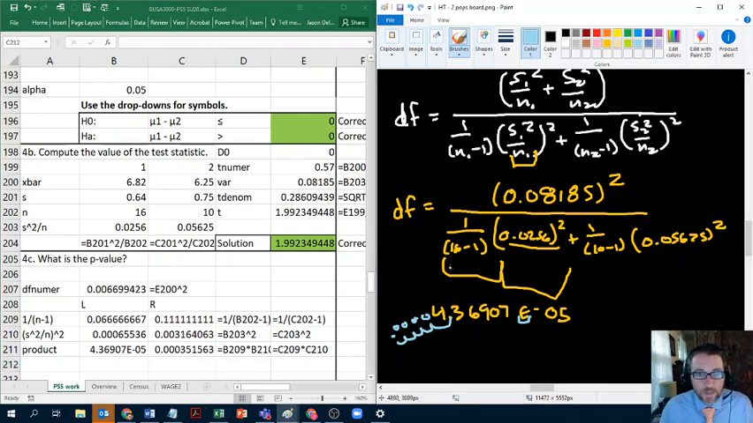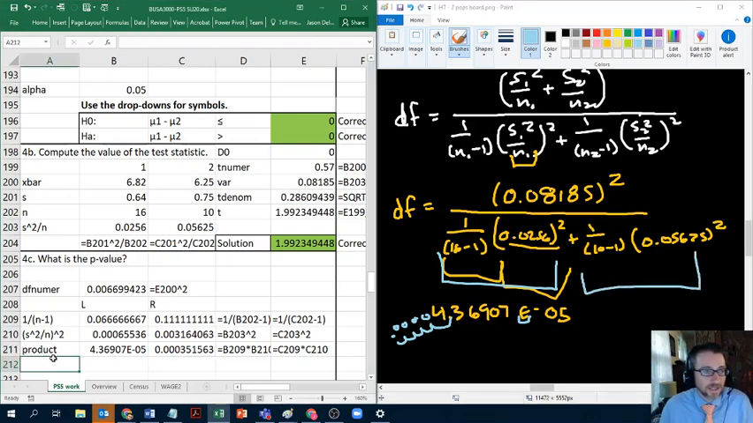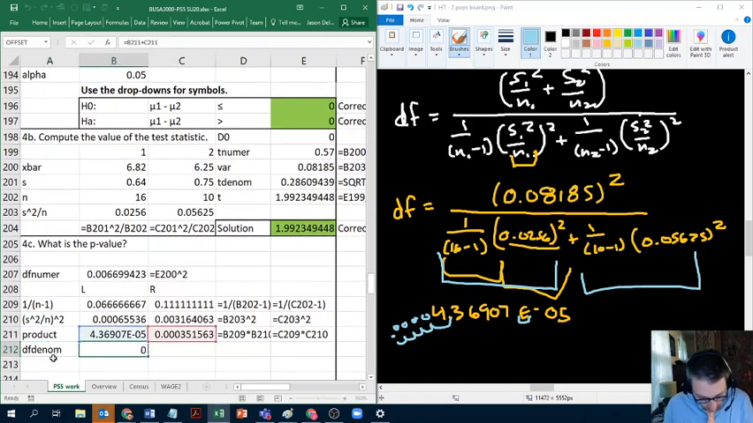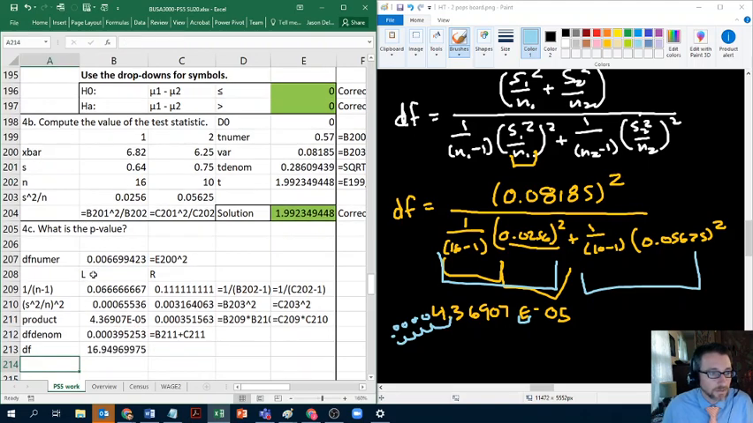All right, so now I've got this part. That's this number right here. The other side over here is the 0.00035. Now to get my df denominator, I just have to add those two together. So that's this value. And then my degrees of freedom is just my degrees of freedom numerator divided by my degrees of freedom denominator.